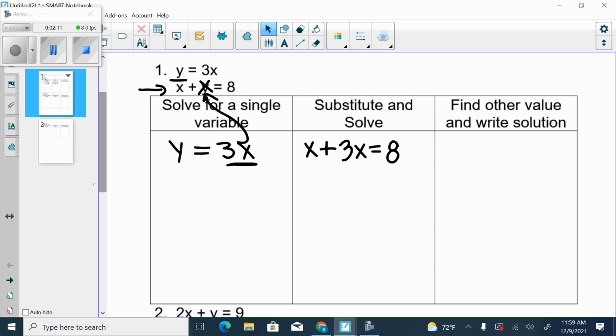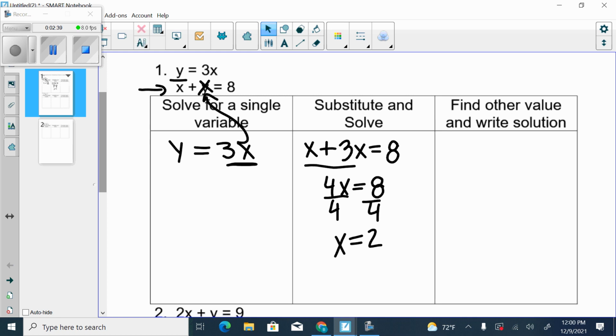And then once you've substituted, all you need to do at this point is solve. So if I'm going to solve, I need to put all my x's together. So what should we do here? 4x's. Very good. So x is just, very good.